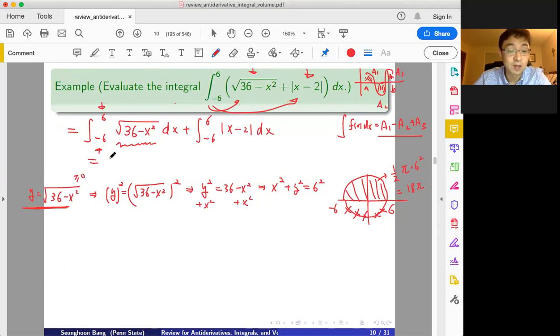The next one. So this is the same as what? The first one is 18 pi plus the second one. What's the graph of x minus 2? The y equals the absolute value of x minus 2. So the graph is like this. The vertex is at 2 here.